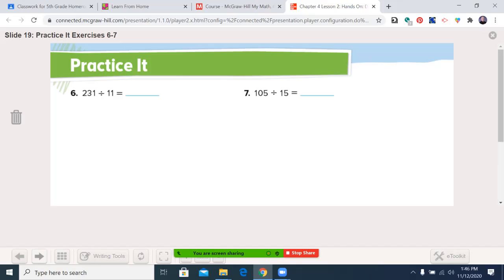123 divided by 11 and 105 divided by 15. Do the exact same thing and we'll see you on the other side. You may pause the video. Welcome back. Let's see how you did.